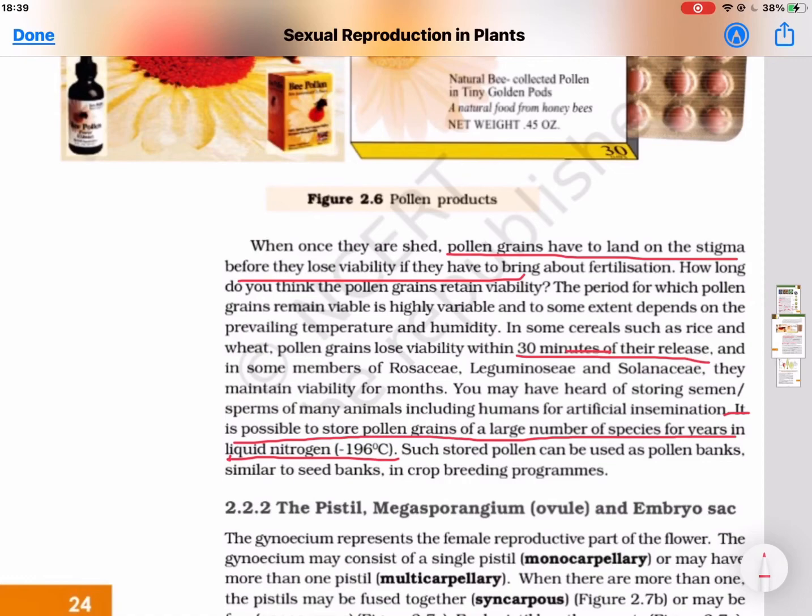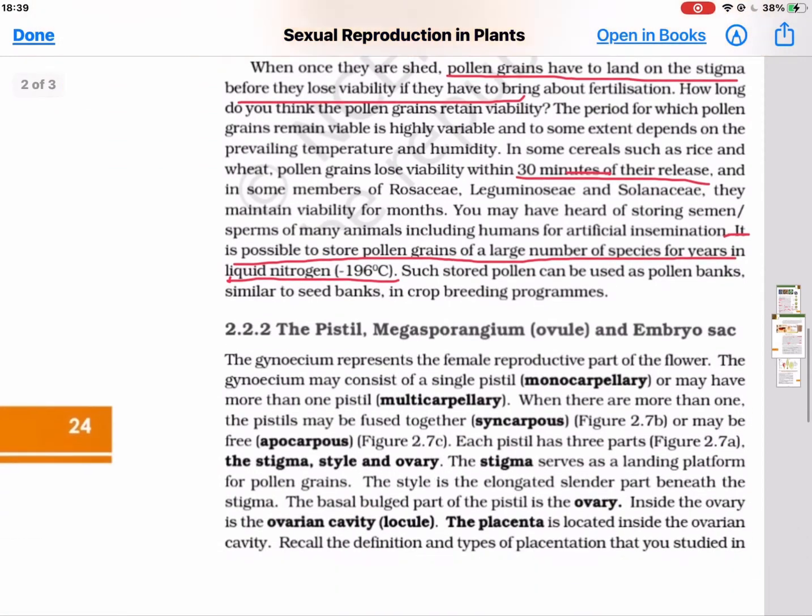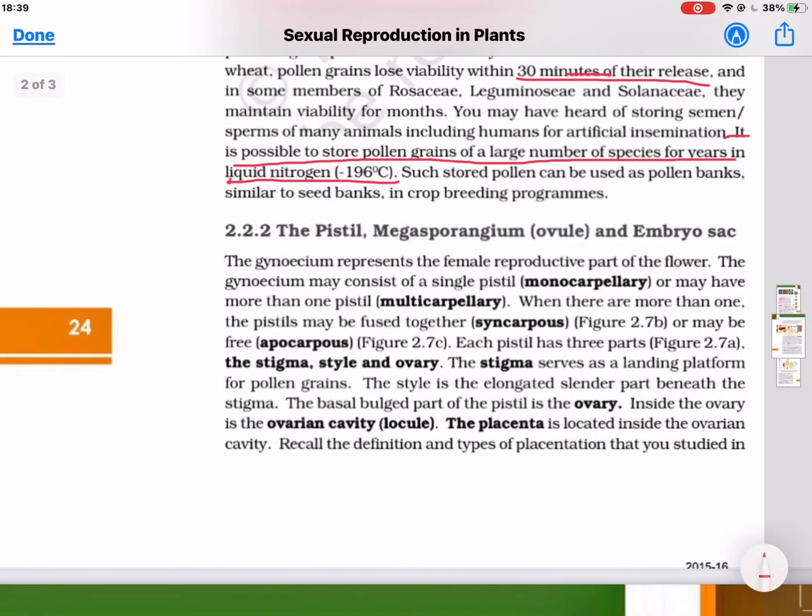Next is the pistil, megasporangium and embryo sac. This is the female part. The gynoecium represents the female reproductive part of the flower. The group of pistils is known as gynoecium.